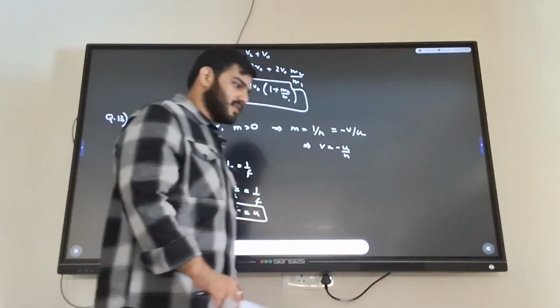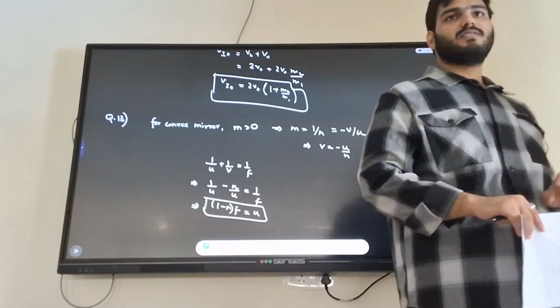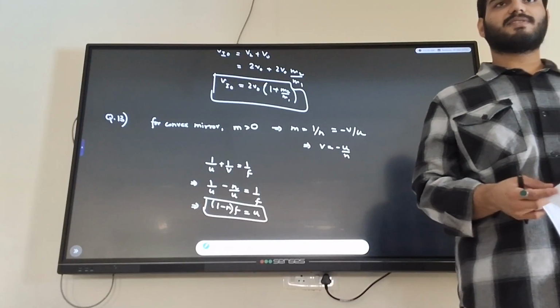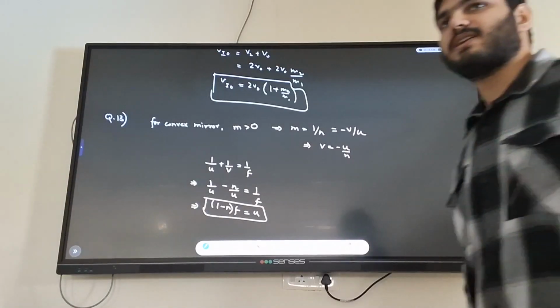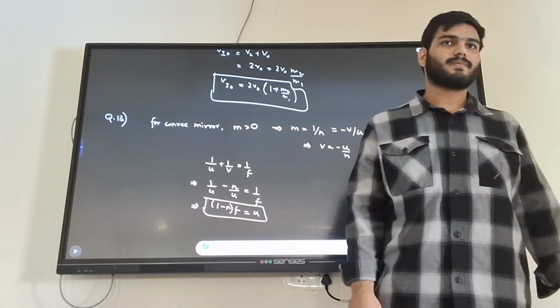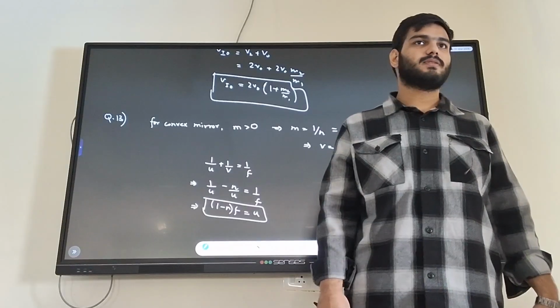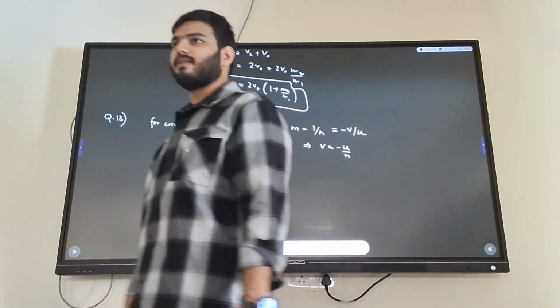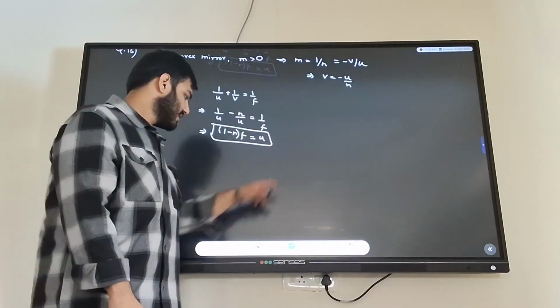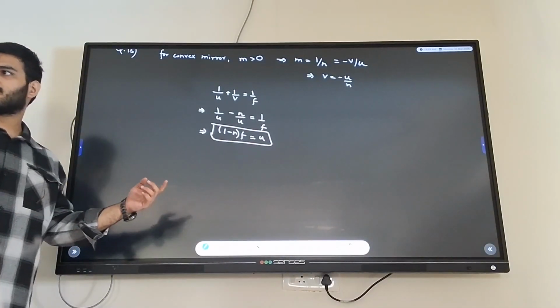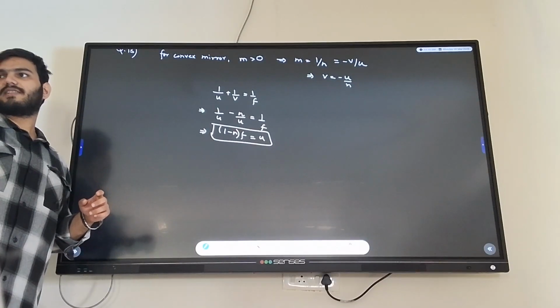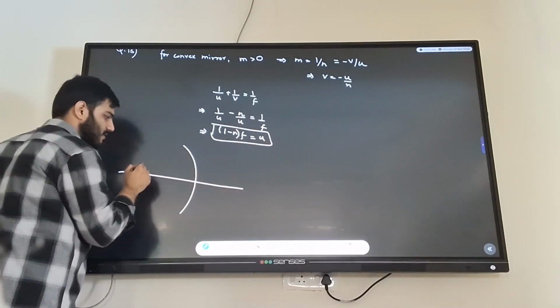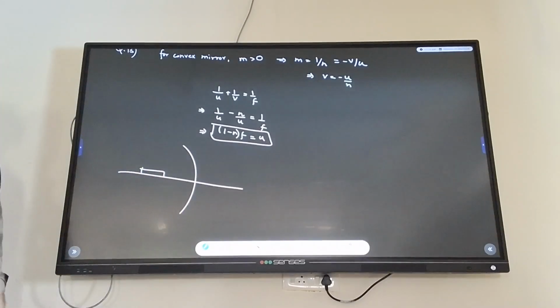Good. So we are done with the sheet, but there are two kinds of things that are remaining for now. I have not done question number 9 and question number 10 from sheet number 2, and they need this idea. We have done all the questions where the object was placed like this. What if I place my object like this? How will my image be formed?